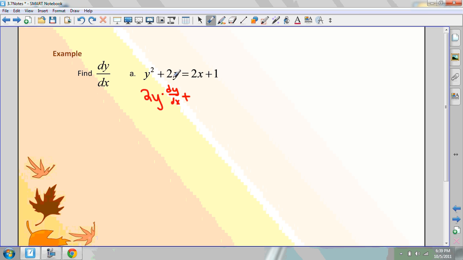Plus 2y. So a constant times a function. Well, derivative of a constant times a function is just that constant times derivative of that function. Well, derivative of y, again, is just dy dx. Equals derivative of 2x is 2, and derivative of 1 is 0. So it just equals 2.